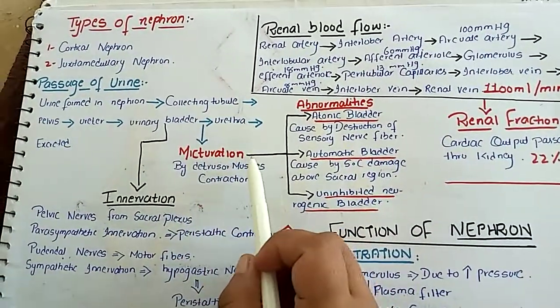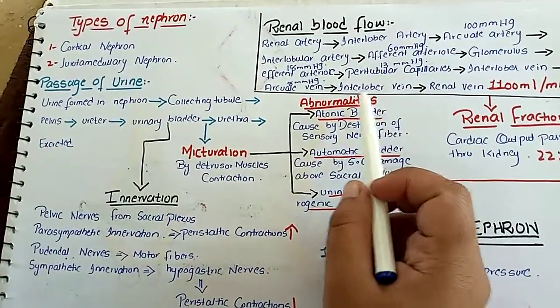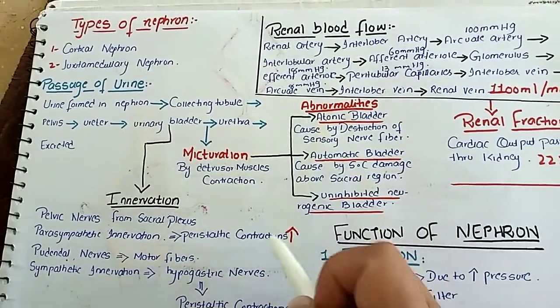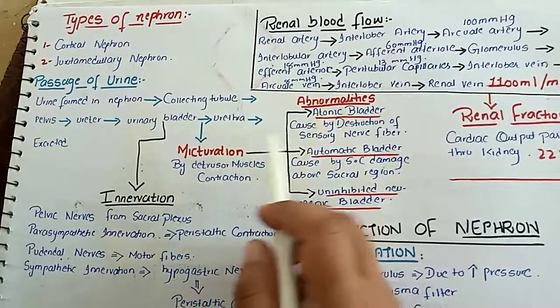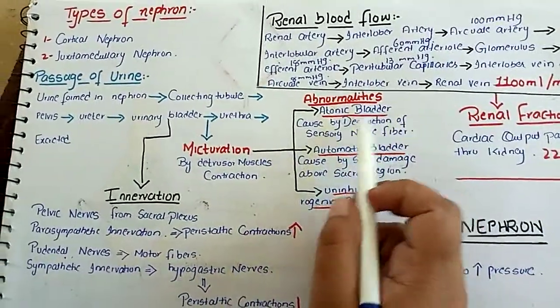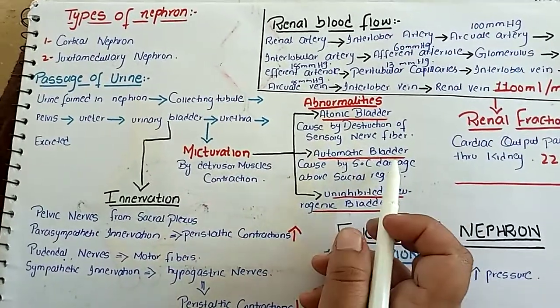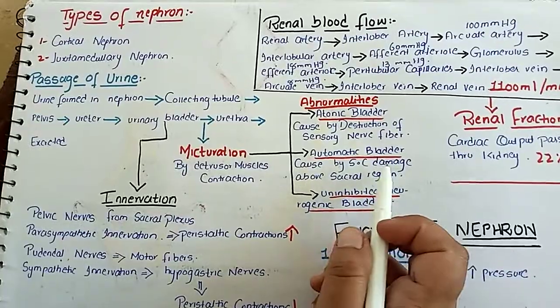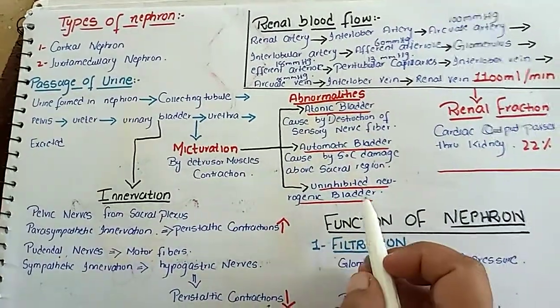Now I will explain the important point, which is very important from the exam point of view. These are the abnormalities of micturition. The first one is the atonic bladder, caused by the destruction of sensory nerve fibers. Then the automatic bladder, caused by spinal cord damage above the sacral region, and the uninhibited neurogenic bladder.